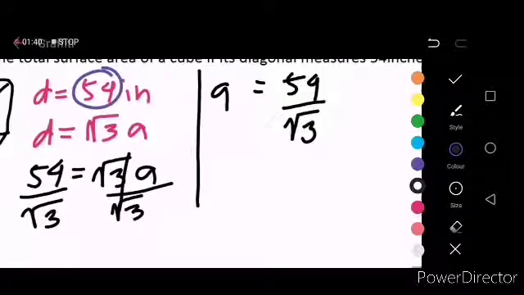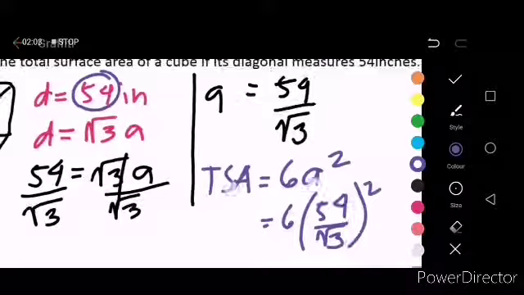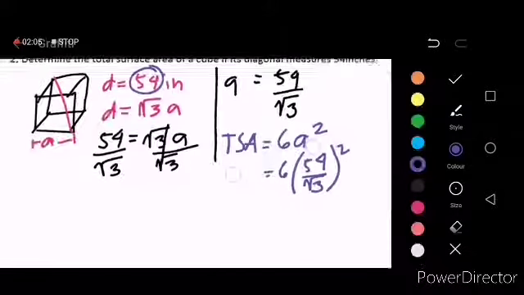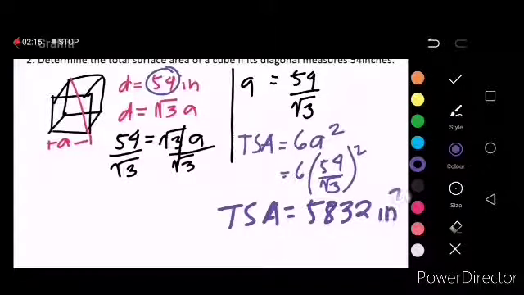And we're not yet done. Pero maganda, meron tayong value for the edge of the cube. How about the total surface area? How are we going to solve for the total surface area? The total surface area is just equal to 6a squared. So therefore, if the a is 54 over square root of 3, squared, what is now the total surface area of the given? Yes, TSA is equal to 5,832 squared inches.